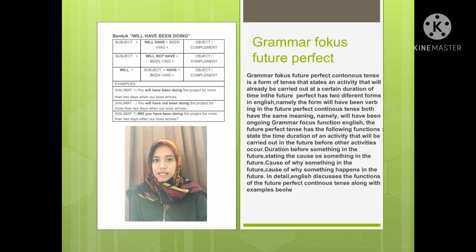Grammar focus function in English. The future perfect continuous tense has the following functions: it states the time duration of an activity that will be carried on in the future before other activities, counts the duration before something in the future, and indicates the cause of why something happens in the future. In detail, we discuss the functions of the future perfect continuous tense along with the examples below.